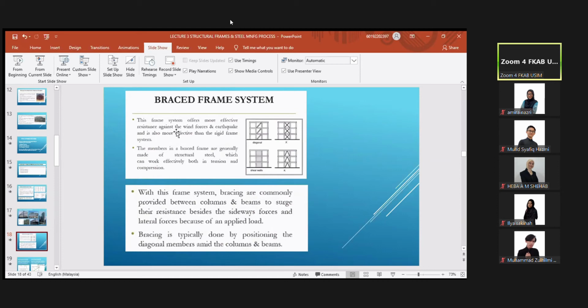Okay, wind forces, and also earthquake. It's also more effective than the rigid frame system to take up earthquake, because when earthquake moves, this one can actually play softly among each member so that they can take the load. If you're talking about the Taiwan 101 tower, that's the second tallest building.